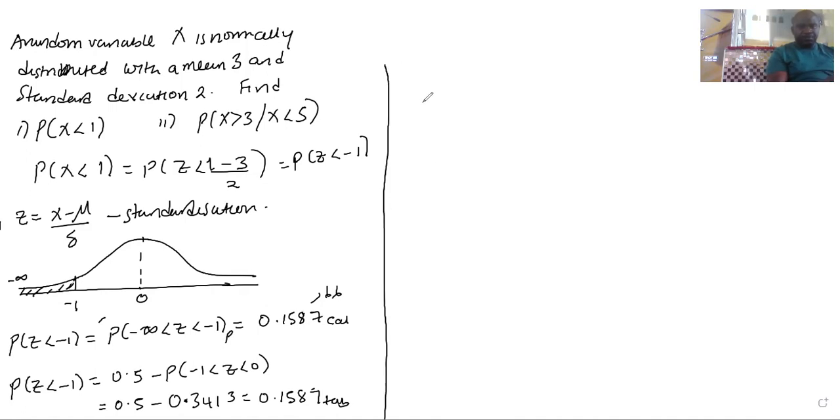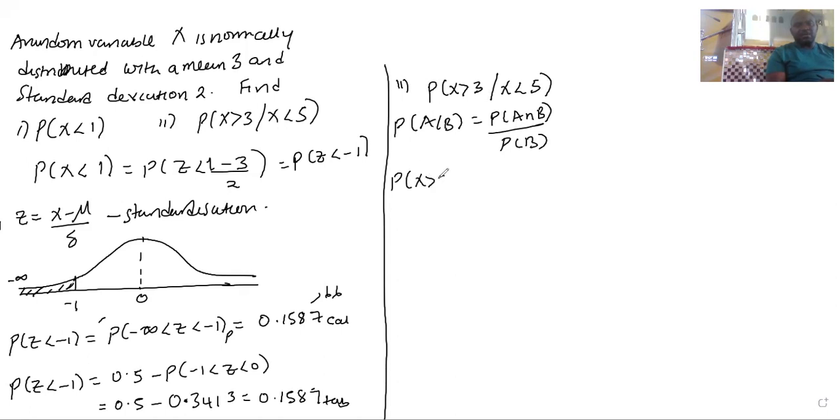Now there is part two. Part two says probability of x is greater than 3, given that x is less than 5. You know, from the conditional probability, A given B is given by probability of A intersection B, if you recall, over probability of B. This will be probability of x greater than 3 intersection x less than 5, all divided by probability of x less than 5.